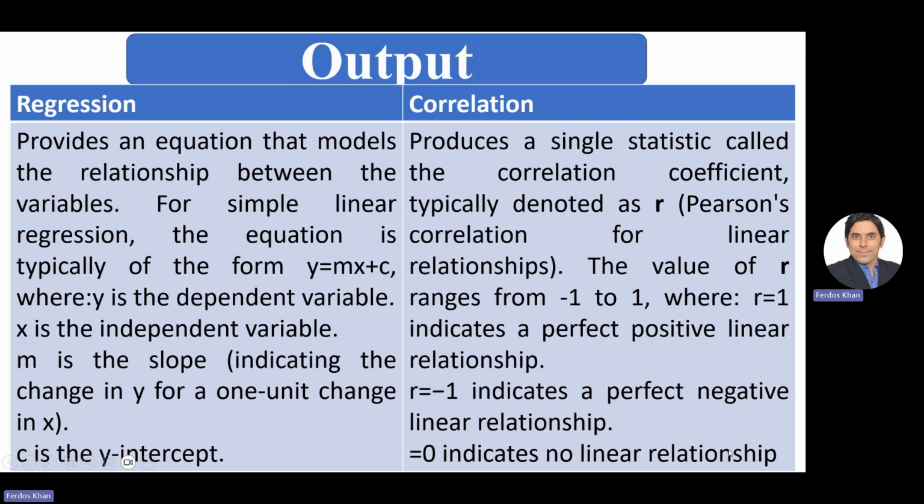So correlation, on the other hand, gives you a single value which ranges from -1 to 1. If it is 1, this means a perfect positive linear relationship, and if it is -1, a perfect negative linear relationship, meaning that the variables are moving in the opposite direction. But if r is equal to 1, this means the variables are moving in the same direction. And 0 means that there is no association between the two variables. So the two concepts are quite different in this aspect as well.